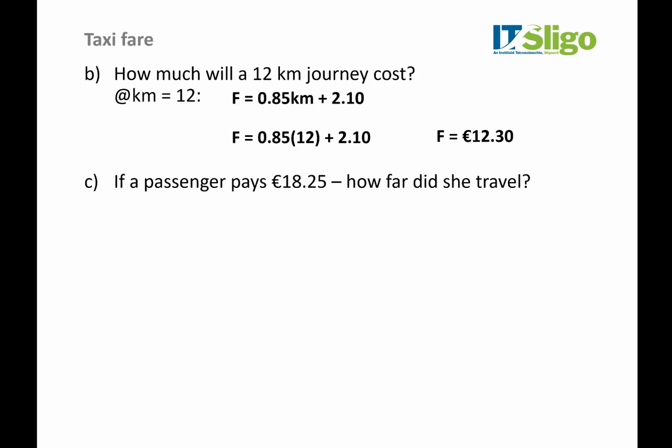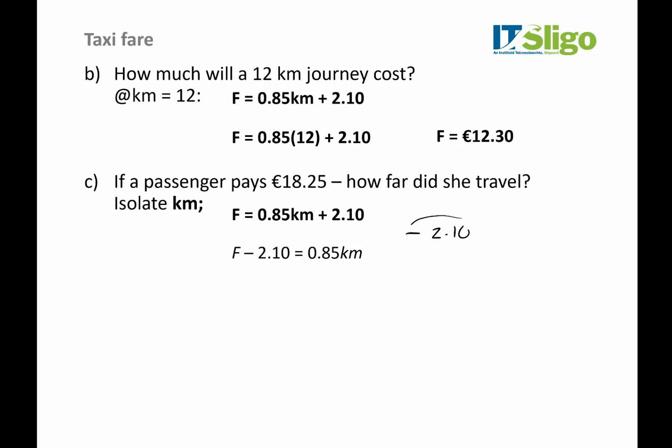If a passenger pays €18.25, how far did she travel? Now this is trickier, guys, because we know the fare, F, but we don't know km. So we have to manipulate the function. We need to get km on its own. So here's our function. First step, we want to get km on its own. There are just two bits affecting it, this bit and this bit. We always move the furthest away bit first. So this is going to be removed first. Subtract €2.10 from both sides.